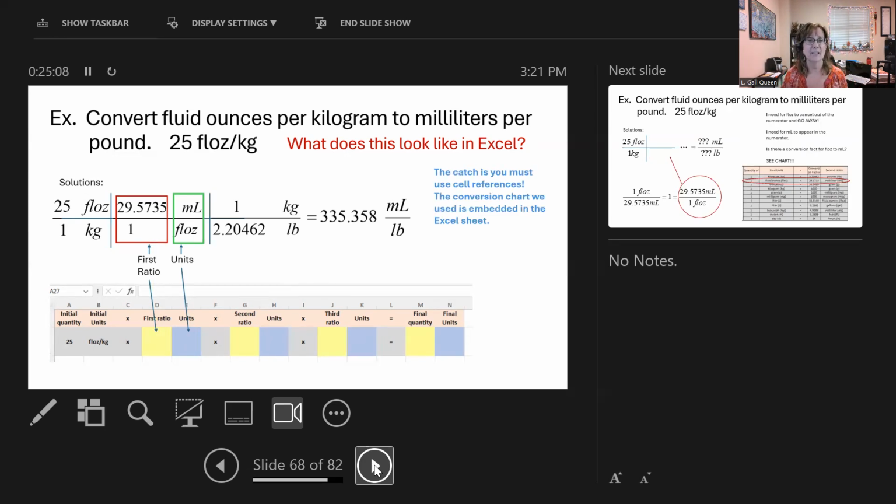Okay, so remember that the conversion chart that we used is actually embedded in the Excel sheet. So first of all, let's look at this fraction, 29.5735 over 1. Where did 29.5735 over 1 come from? We did this just a minute ago when we were working the problem. So let me remind you of what we were doing.